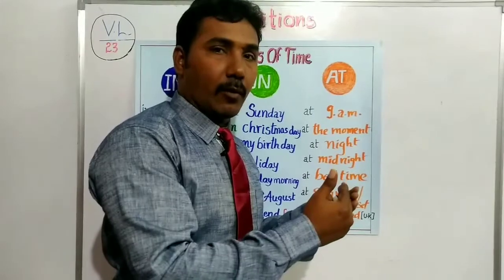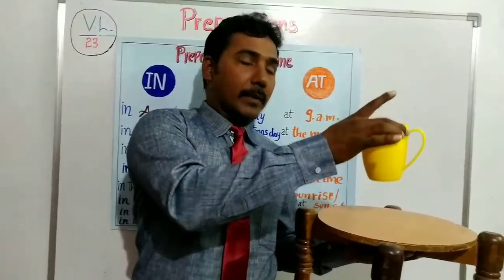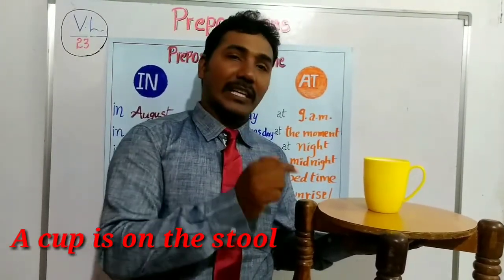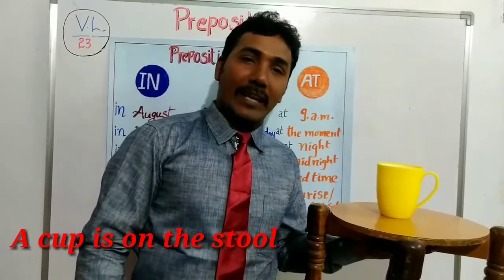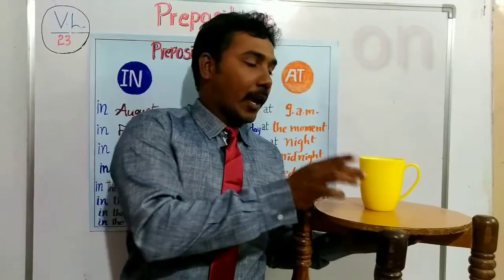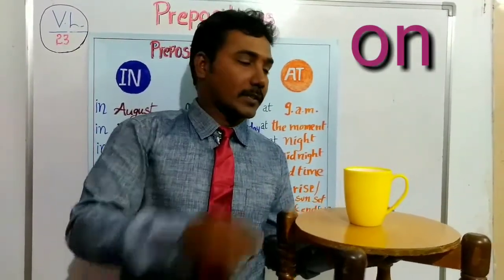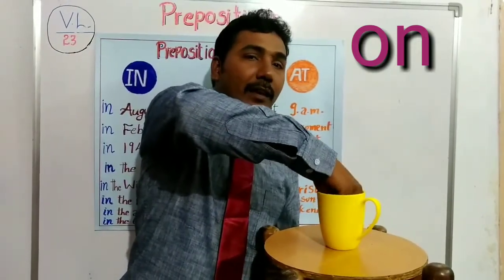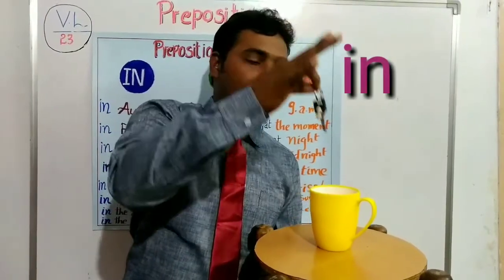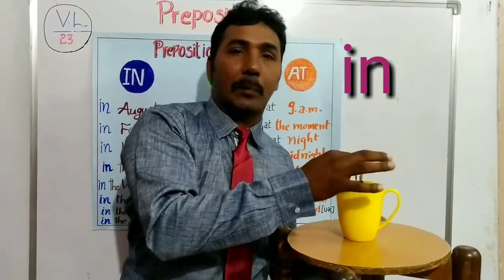Okay, for example, a cup is on the stool. So here, could you please guess what the preposition is? Yes, exactly, on. A cup is on the stool. Of course, a key is in the cup. A key is in the cup. See here, in the cup. So in is the preposition here.